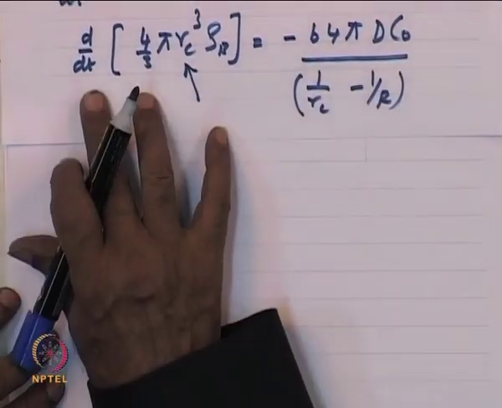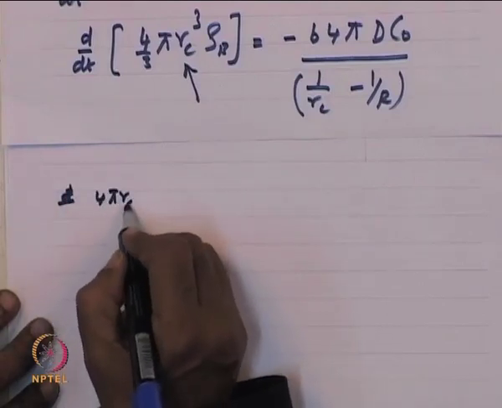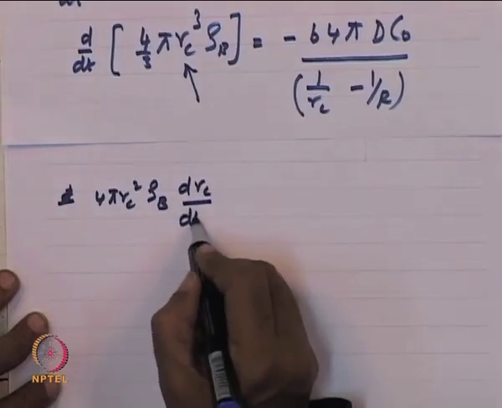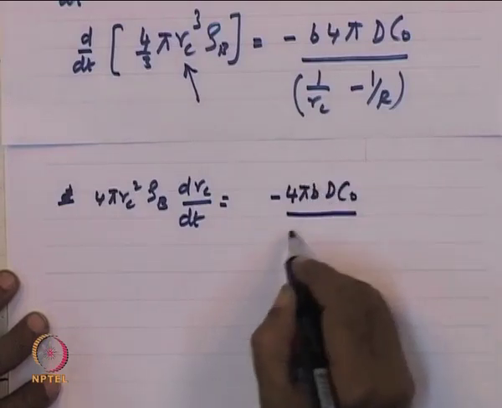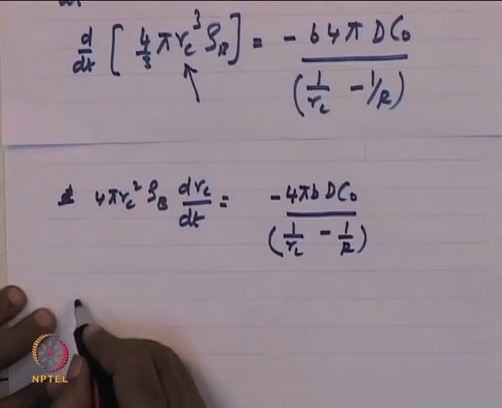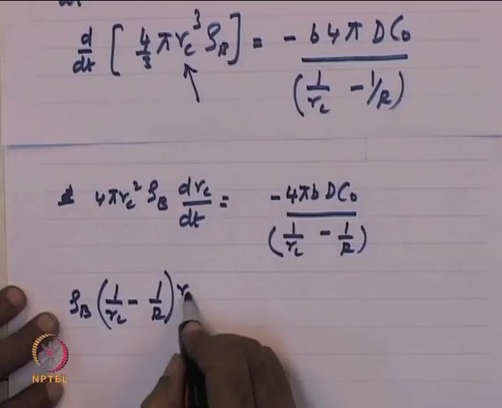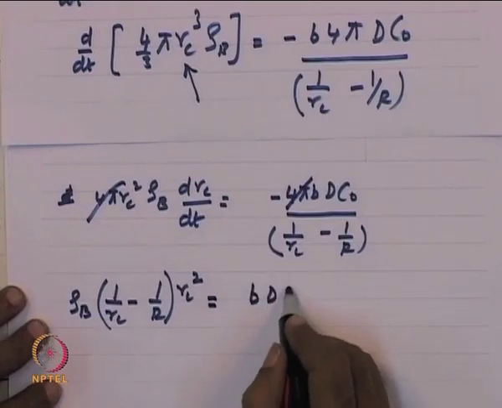Let us go further now. On the left hand side, we will differentiate this. We get 4 pi r_c squared rho_B d r_c by dt on the left hand side, equal to minus of 4 pi b D c naught divided by 1 by r_c minus 1 by r. Or I will put it in this form: rho_B times (1 by r_c minus 1 by r) r_c squared. The 4 pi I can cancel off, equal to b D c naught dt.